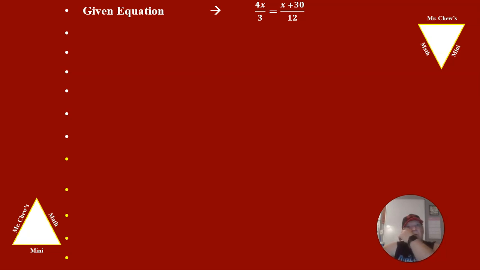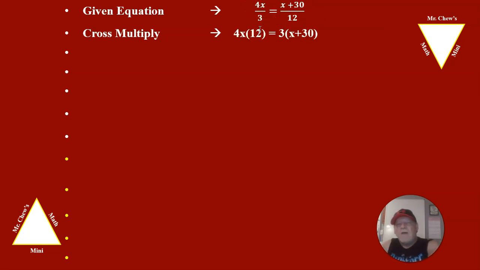So here's my given equation: 4x over 3 equals (x plus 30) over 12. We solve that by cross multiplying. It's called the cross product. That means I'm going to multiply across denominator and numerator, which would be 4x times 12 equals 3 times (x plus 30). And I have to put the x plus 30 in parentheses.